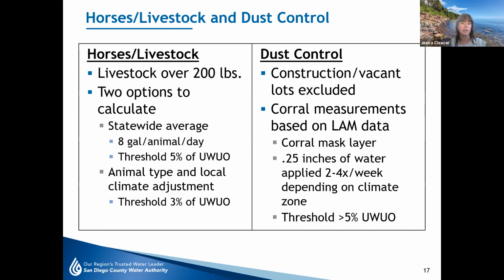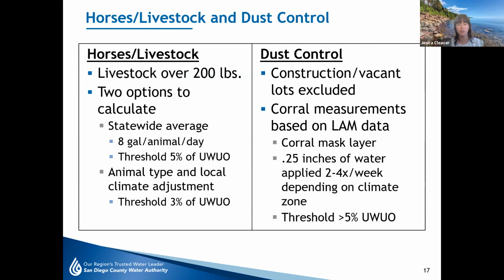The second method that the state has proposed to calculate this variance would be using animal type and local climate adjustment. So a water supplier would not only have to have the amount of large livestock in their service area, but also the type of animals that they are. And then of course, provide their local climate data. And this would reduce the threshold down to 3%.